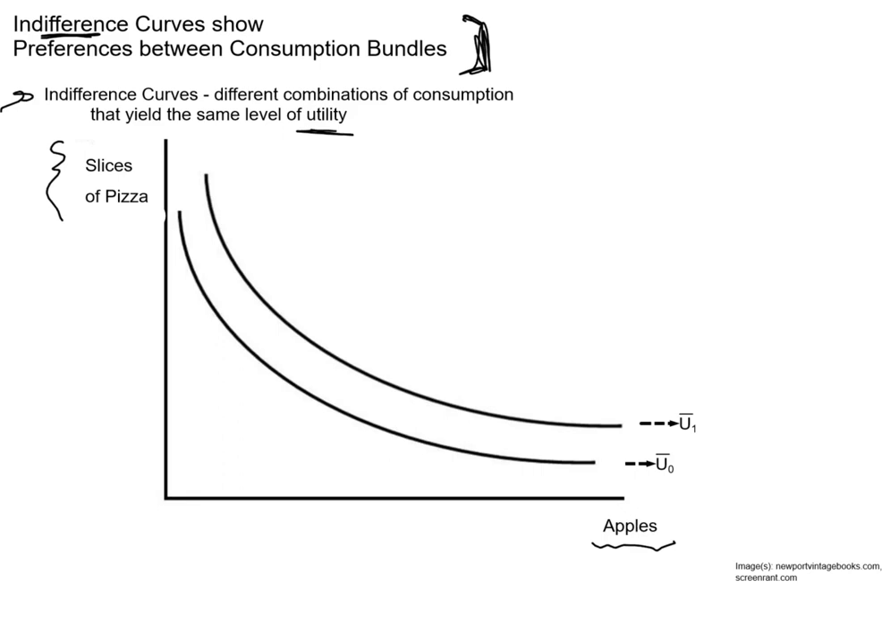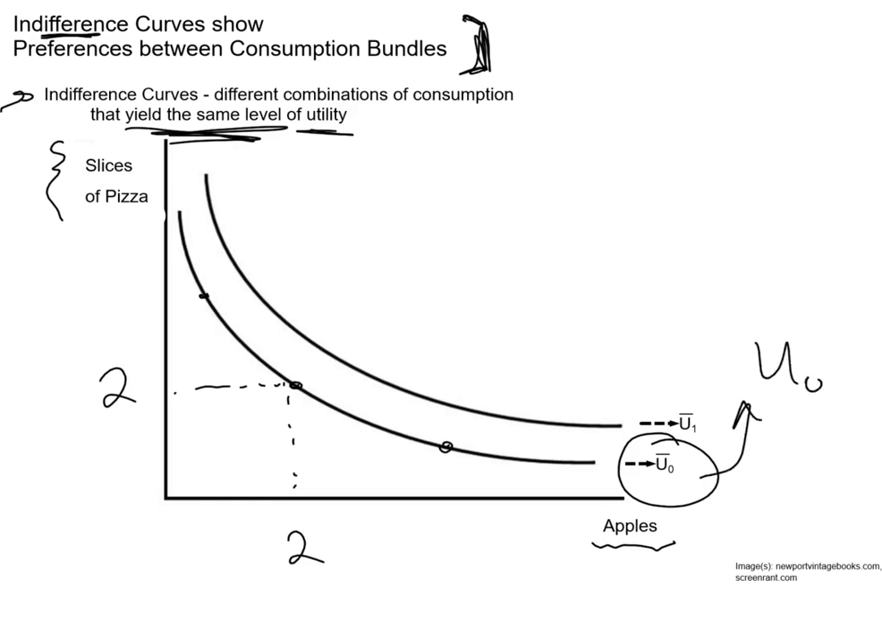What does an indifference curve do? It's got a bunch of different points on it, right? And so any of those points on the curve do what? They produce the same level of utility, the same number of happiness. So notice, just to put some hypothetical numbers on it, let's assume that this is 2 slices of pizza and 2 apples, right? And there's a certain amount of utility or happiness that comes along with that.